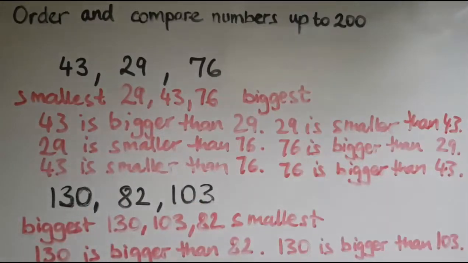So this gives you examples of how to order and compare numbers up to 200. In real life, you'd need to compare maybe prices of different items. Would you want the cheapest or the most expensive? Or the cost? You know, is it more expensive to rent a house for a year or rent another property for a year? Which one would you prefer?